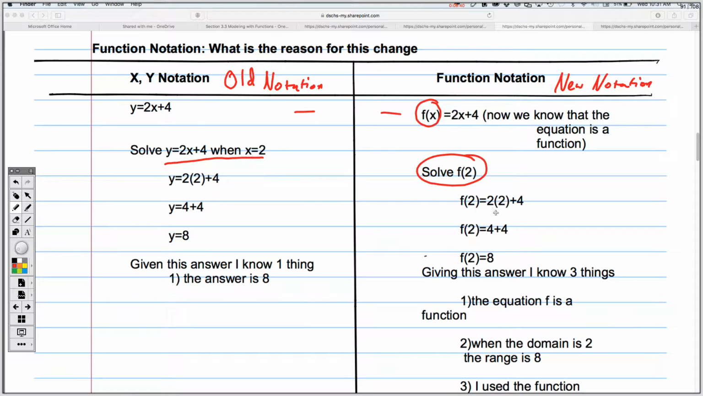You guys following? All right. Then we plug it in, work it out. You would get 8. You would still get 8. But notice about the answers. This is a big thing. Here, let's start here. Given this answer, I know one thing. The answer is 8. Right, Jacqueline? Yeah, for sure. All right. Given the answer here, I know 3 things.